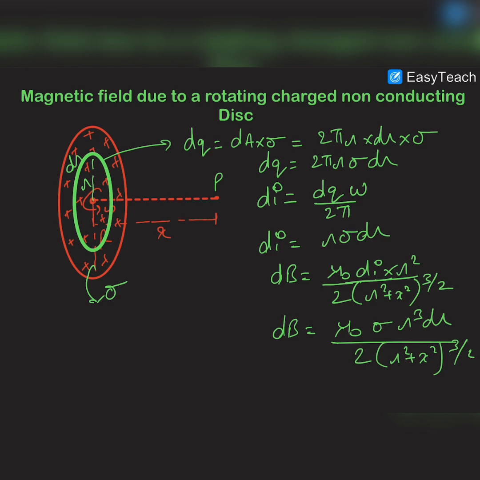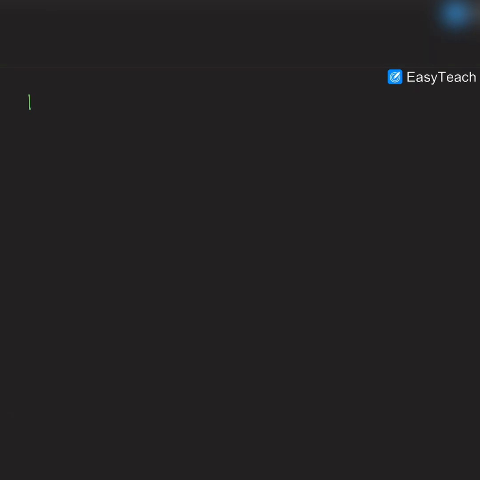Now to find out the net magnetic field B, we need to integrate this term, which is mu naught sigma by 2, and r cube dr divided by r square plus x square to the power 3 by 2. To integrate this term, let us take mu naught sigma by 2 outside the integration, and inside it is r cube dr divided by r square plus x square to the power 3 by 2.